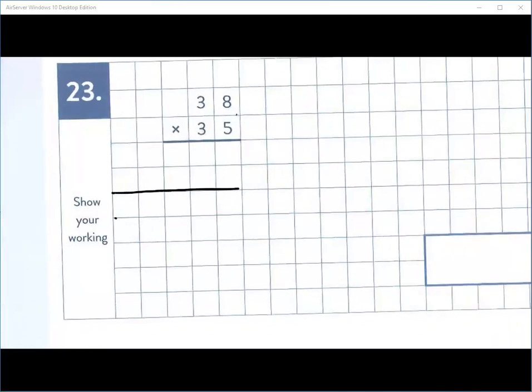Is that Aisha? Go on then. Thank you for that, Ariana. Okay, go on, Aisha. How do you do this question? 8 times 5 is 40. You put the 0, you carry the 4. Then 3 times 5 is 15. Add the 4. 18, 19. Then you put a placeholder.